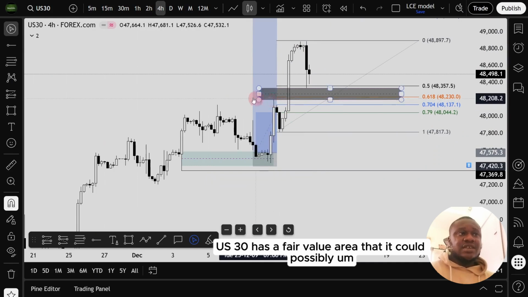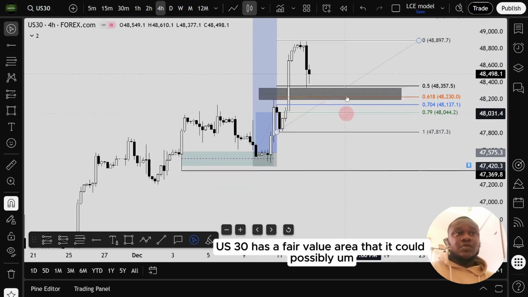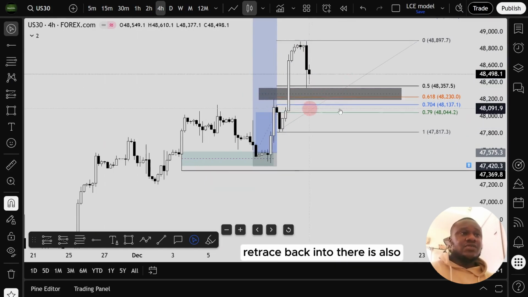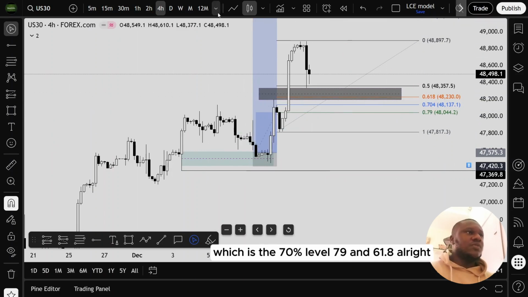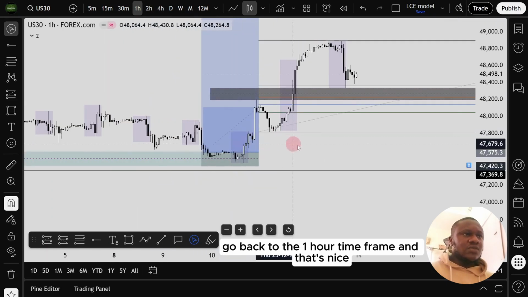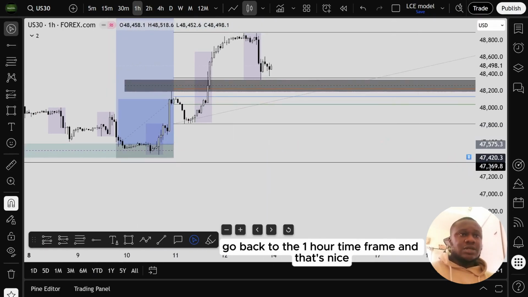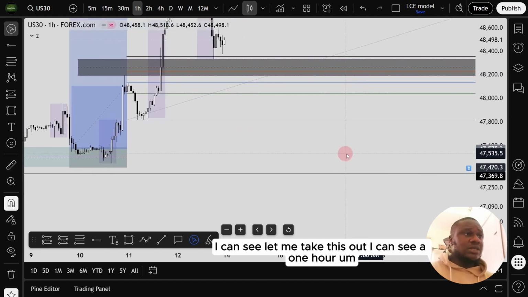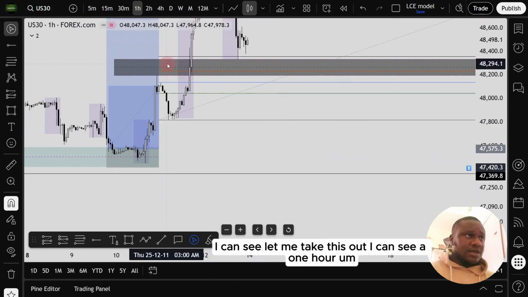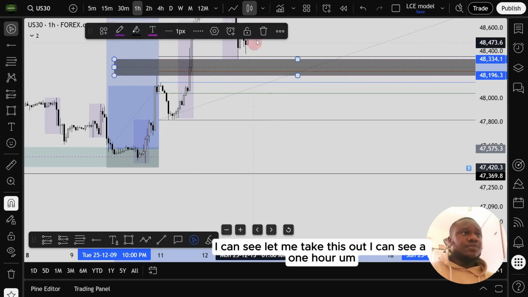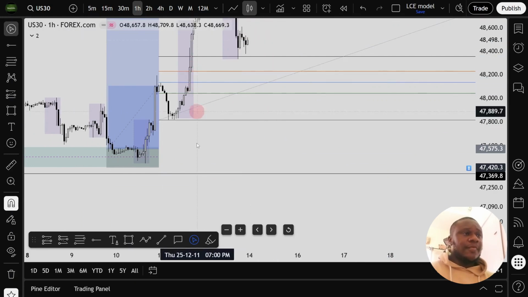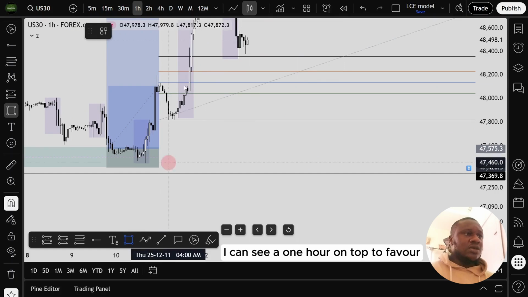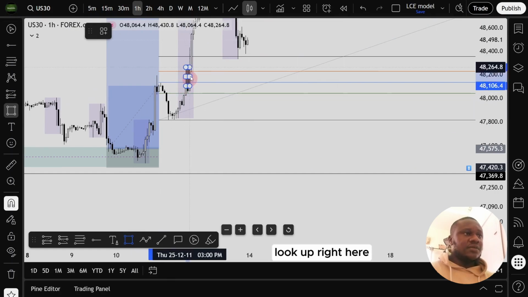Oh, very quickly, you can see USDT right here. USDT has a fair value area that it could possibly retrace back into. There are also the sensitive areas of that fair value gap, which are the 70% level, 79 and 61.8. To look for any more signature, I go back to the 1 hour time frame, and that's nice. I can see a 1 hour untapped fair value gap right here.